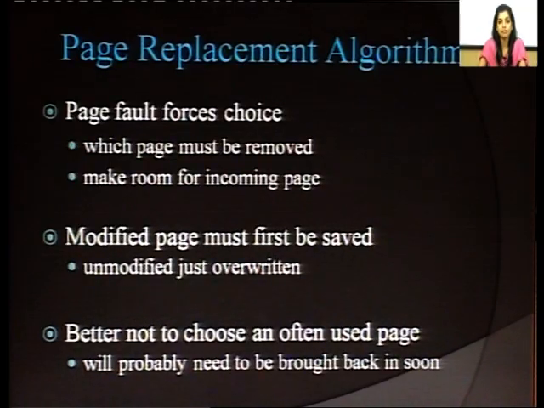So, there are some methods and algorithms in which we are replacing the pages. So, this is the page replacement algorithm. A page fault forces a choice: which page should be removed, which page is going to come in, and which page is going out of the main memory. This can be decided by some methods and algorithms. We can't pick any page randomly and replace it. There is a proper method for replacing a page.